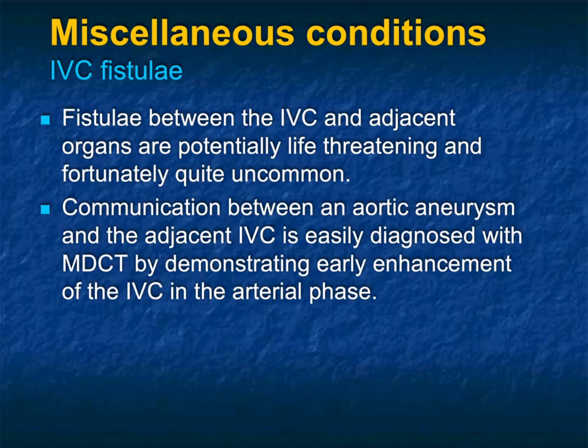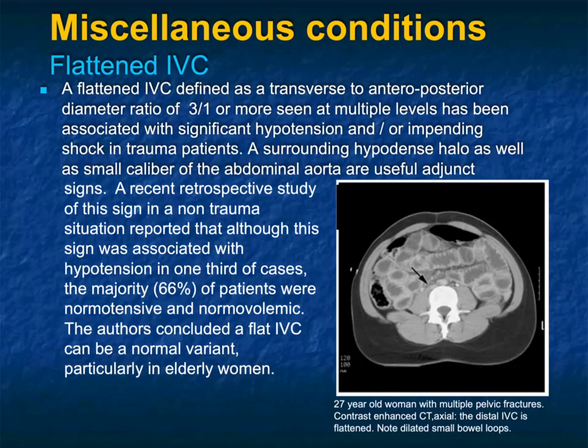Some miscellaneous conditions, IVC fistula. Typically, it's between the IVC and adjacent organs, usually when there's a tumor present. I've seen it as a result of an IVC filter perforating. Communication between an aortic aneurysm and IVC is easily diagnosed by demonstrating the early enhancement of the IVC in the arterial phase. But again, it's fairly uncommon, but it does occur.